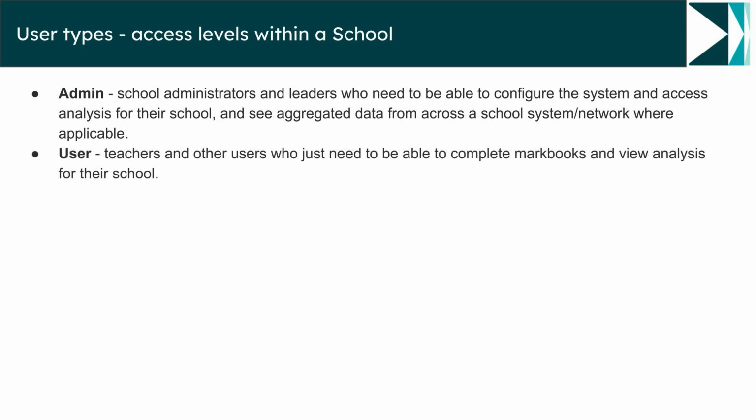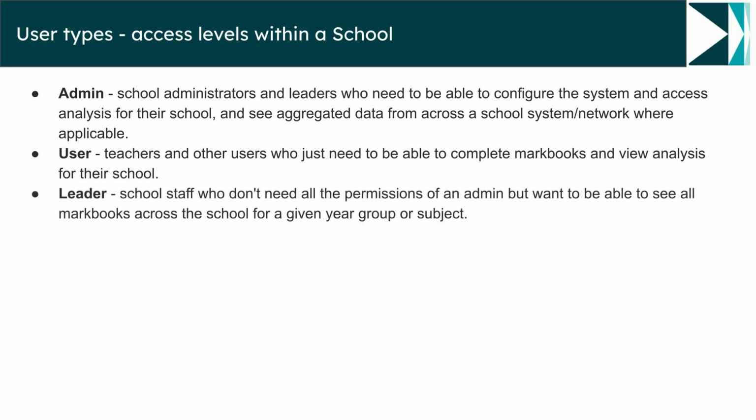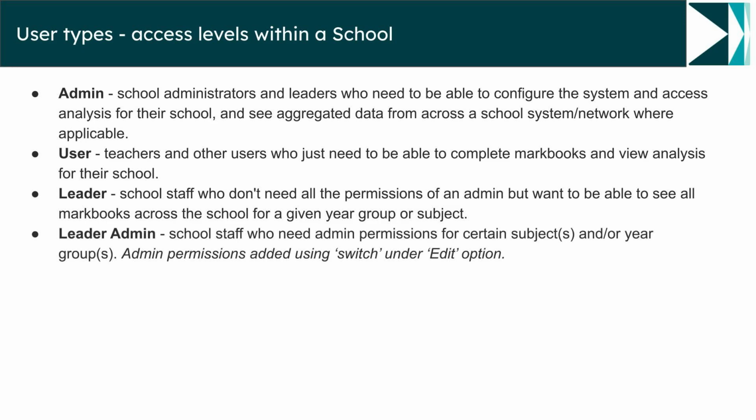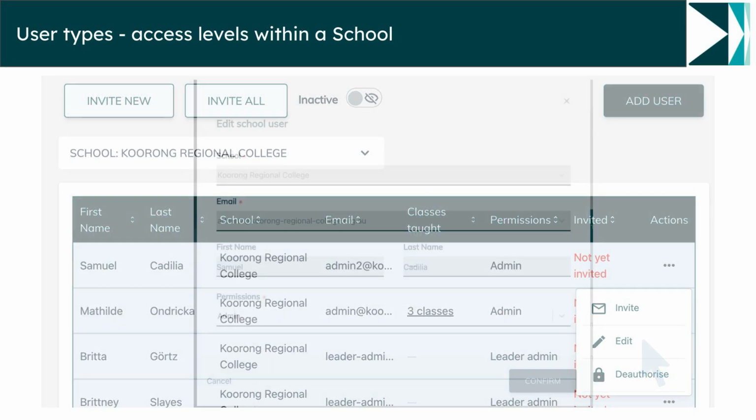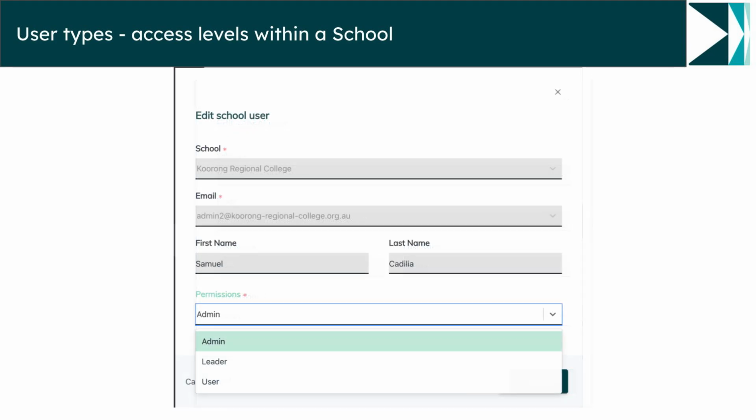A user is for teachers and other users who just need to be able to complete marks books and view the analysis for their school. A leader is school staff who don't need any permissions in terms of administration, but want to be able to see the marks books across the school for a given year group or subject. And leader admin permission is a leader who also is given admin permissions for certain subjects and or year groups. Leaders are given admin permissions via a switch under the edit option for every user, where admin permissions can be turned on.